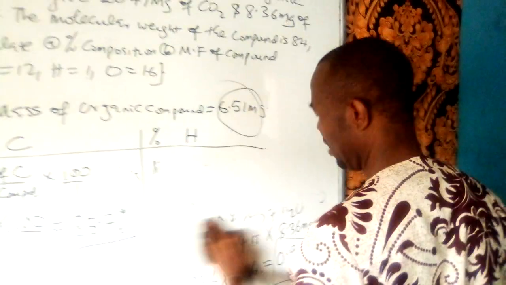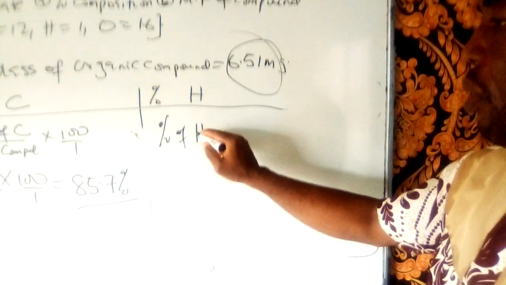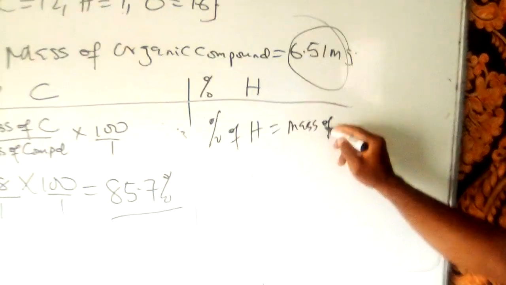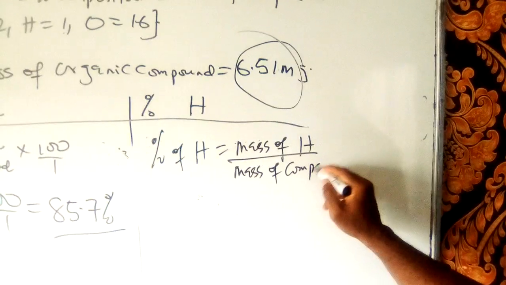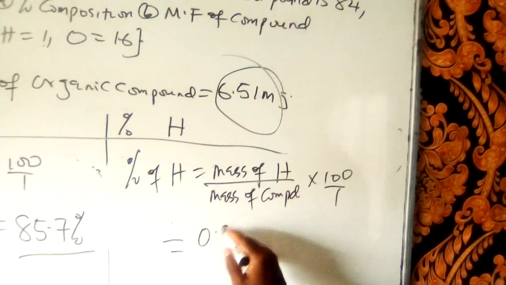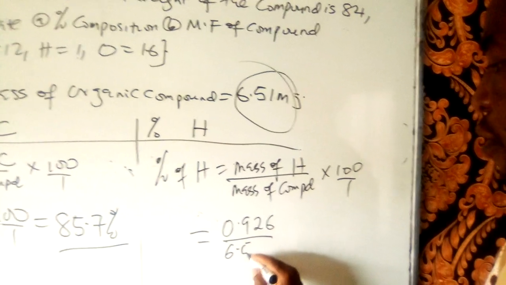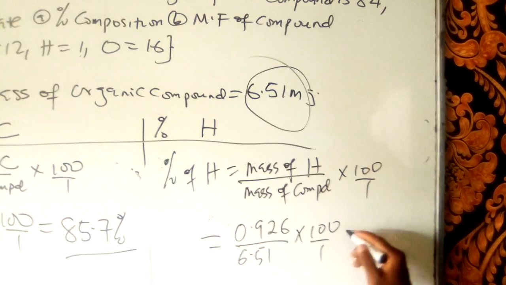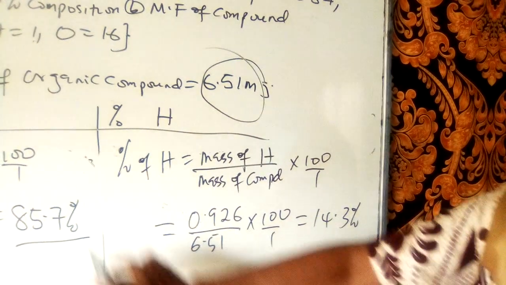Also, to find the percentage of hydrogen, we apply a similar process for hydrogen in the compound. The percentage of hydrogen will be equal to mass of hydrogen all over mass of compound times 100 over 1. From our calculation, we got hydrogen mass as 0.926. And the mass of the compound remains the same, 6.51, times 100 over 1. We're going to get 14.3%. So you have obtained the percentage of carbon and that of hydrogen.